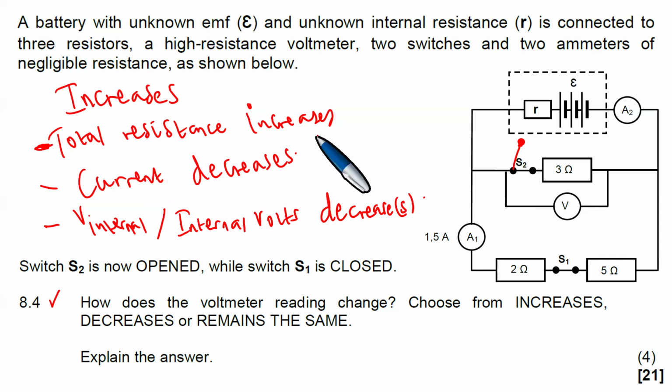So the total resistance increases because when we open this switch, it means that we remove this 3. There's going to be no current passing through the 3 ohm resistor, but there's going to be current passing through these 2 and the 5. Meaning the resistance is going to increase to 7 ohms.